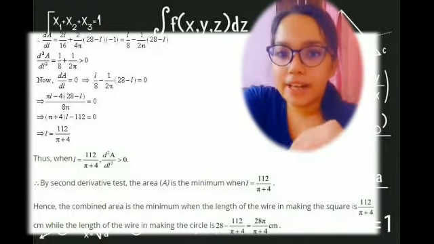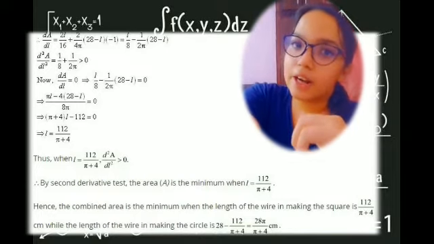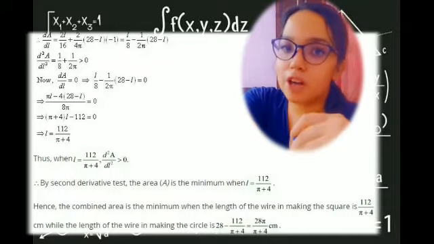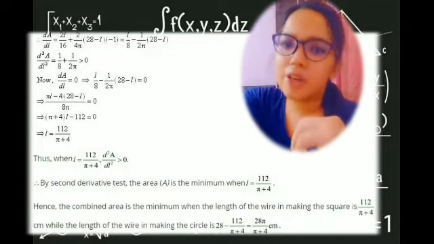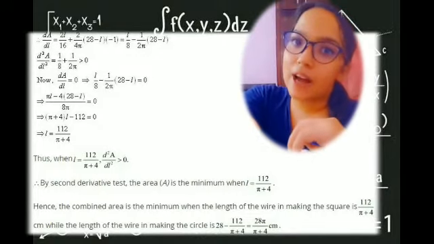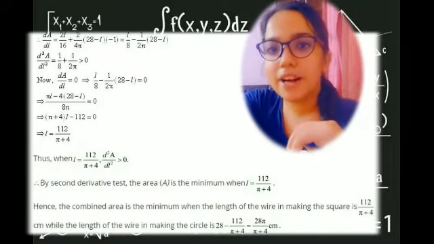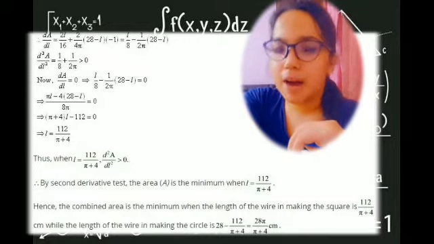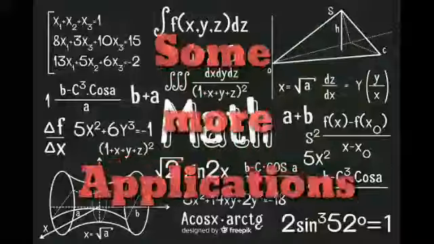On equating dA upon dL with 0, we'll get the length as 112 upon pi plus 4, which is the minimum value of wire required to make the square. Now as we know the total length of the wire was 28, so the length of wire required to make the circle would be 28 minus 112 upon pi plus 4, which is 28 pi upon pi plus 4. So that's the answer.